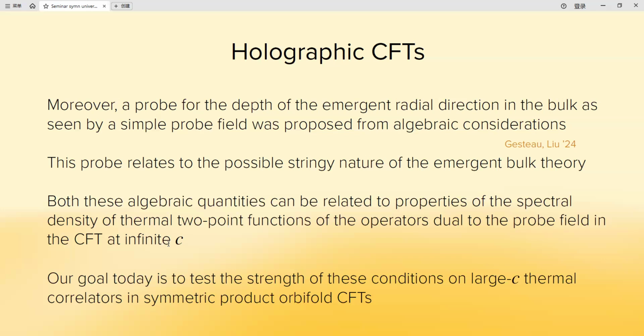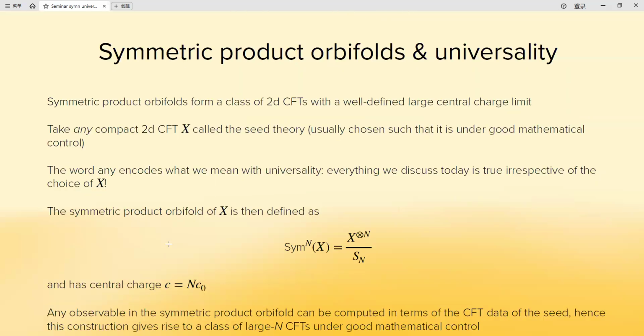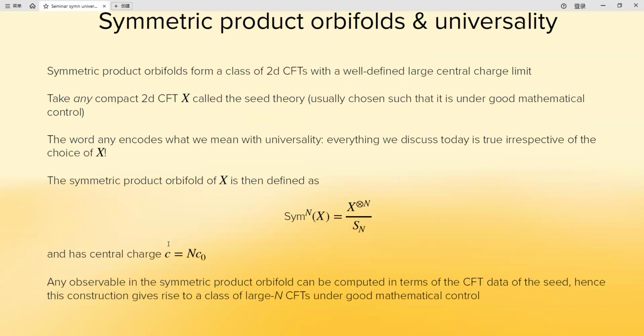All right. Okay. So with that, let's move on to symmetric product orbifolds, the theories that we are interested in, if there's no further questions.